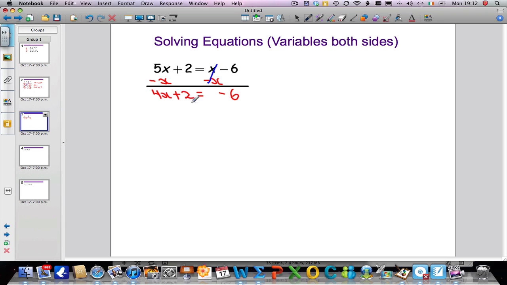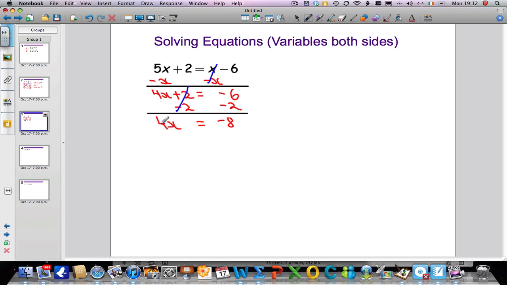Now I want to get rid of that plus 2. In order to get rid of that plus 2, I need to take away 2 on both sides. So I'm going to take away 2 here and take away 2 here. Again, what we do to one side of the equation, we must do to the other. 4x is still there. I haven't done anything with that just yet. The plus 2 and minus 2, they cancel out now, which is what we wanted to do. Equal sign is still directly underneath, and minus 6 minus 2 is minus 8.